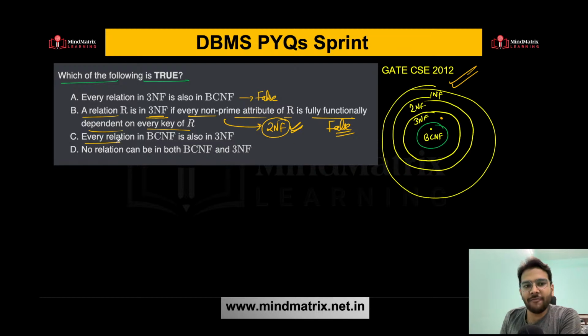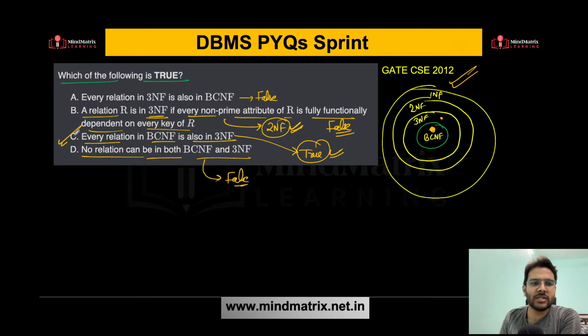What about option C? Every relation in BCNF is also in 3NF. Yes, this statement is true. And option D, no relation can be in both BCNF and 3NF. No, if I have a relation in BCNF, definitely it is in 3NF also. So this is also false. So option C is the correct answer here.